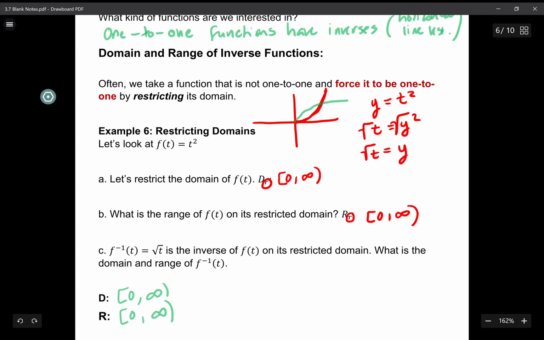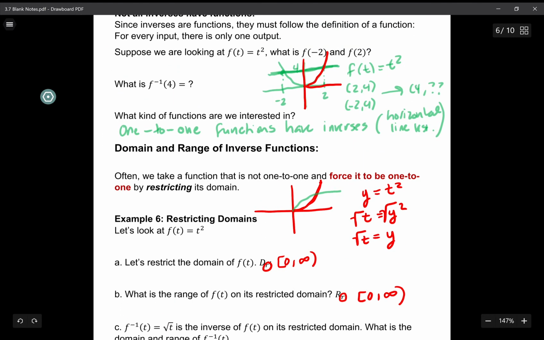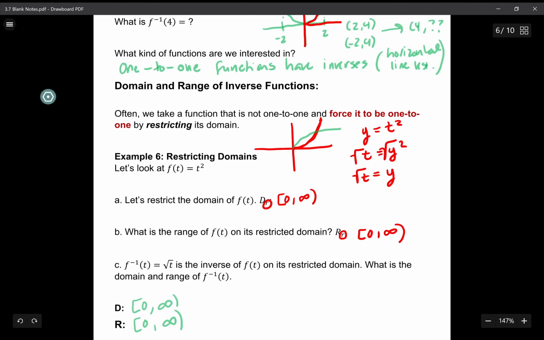All right, so not all functions have inverses. They have to be one-to-one to have an inverse. If they aren't one-to-one, you can force it to be one-to-one by only choosing a domain that has the one-to-one aspect. All right, go to the next video to learn a little bit more about inverse functions.